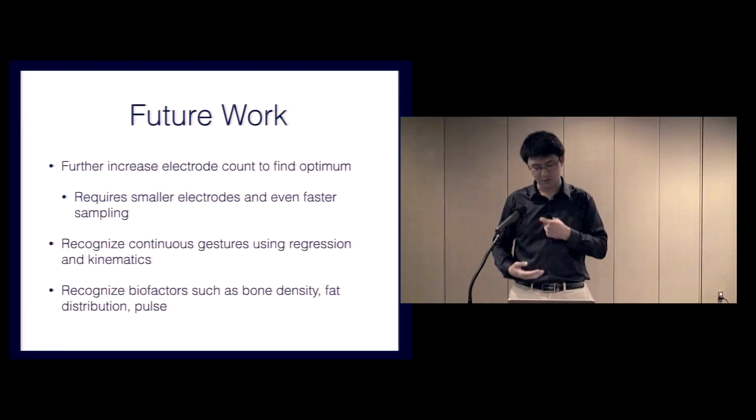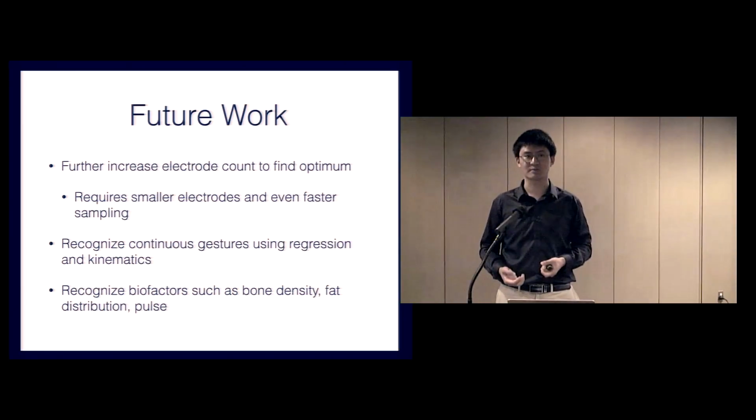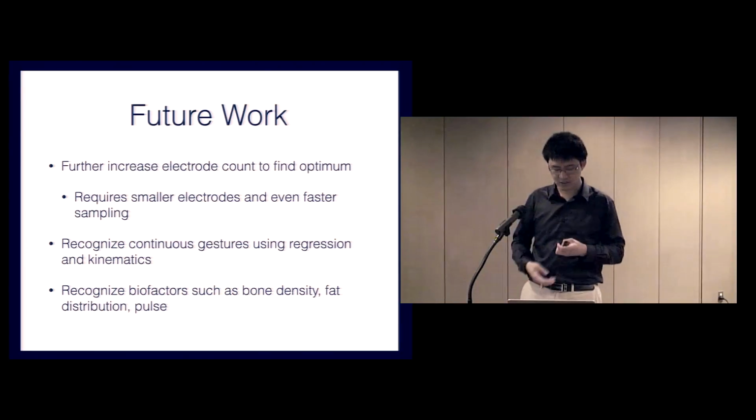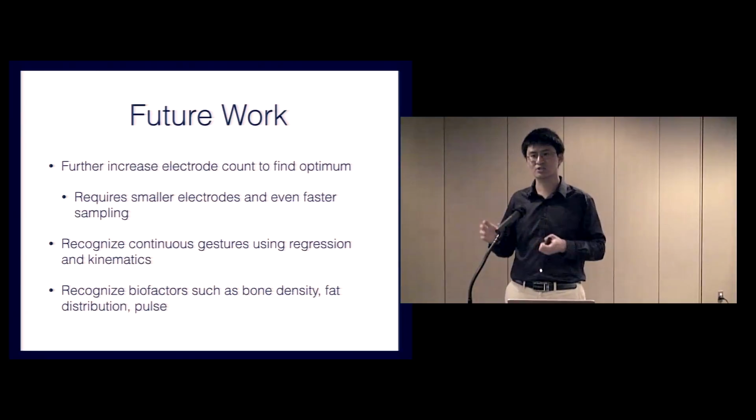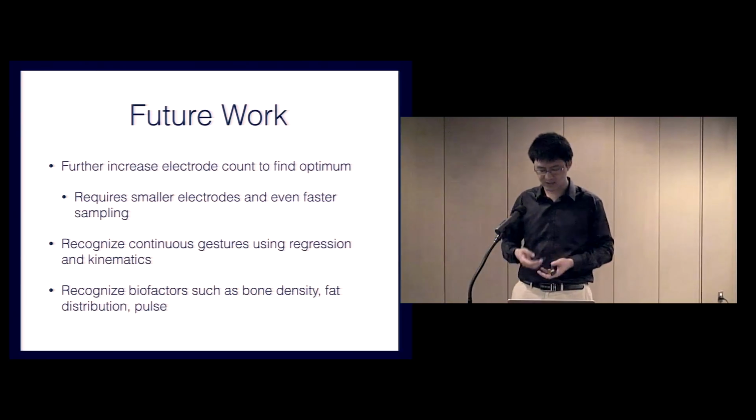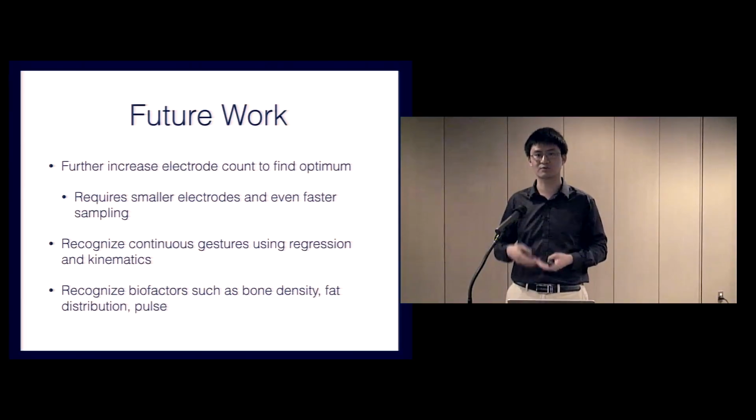We'd also eventually like to do continuous gestures using regression in human kinematics, and maybe eventually extend this to sensing the user's entire hand pose. And finally, we'd like to use EIT to not only sense gestures, but also sense biofactors, like, for example, bone density, fat distribution, pulse rate, et cetera, for even smarter wearables.